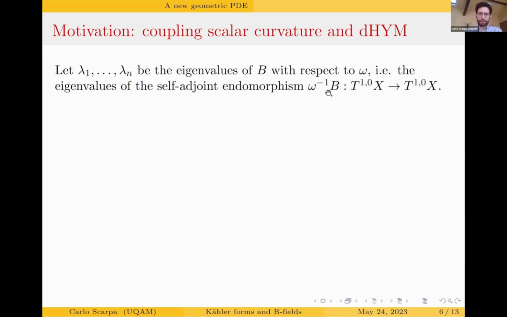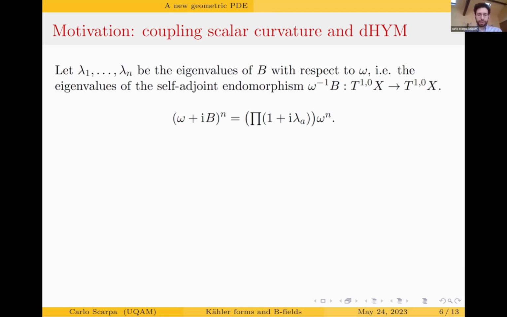Or another way to see this is that you're just diagonalizing an endomorphism of the tangent bundle of X. Okay, so with this notation in place, you can see that the determinant of this complex combination of two forms is actually just equal to the determinant of omega, your Kähler volume form. And then this gets multiplied by the product of all these complex numbers, 1 plus i times lambda A. This is just because we are taking omega plus i times B on the left-hand side.